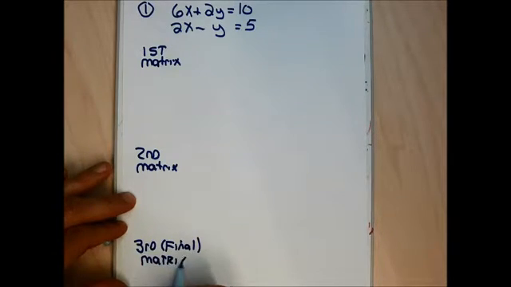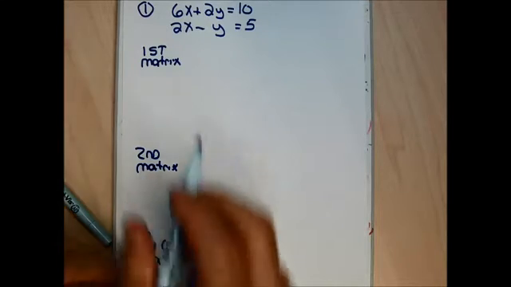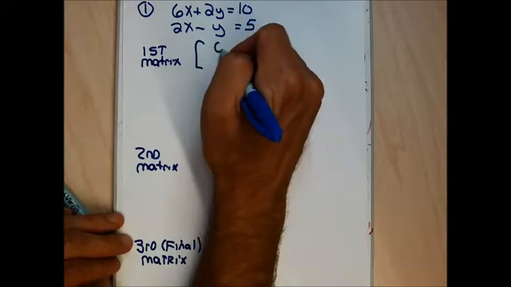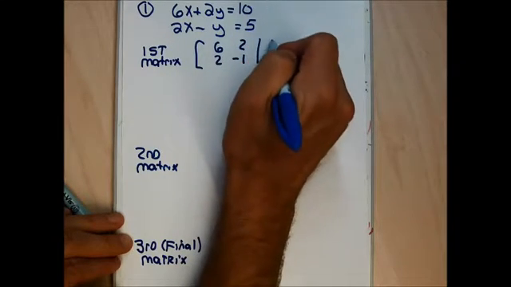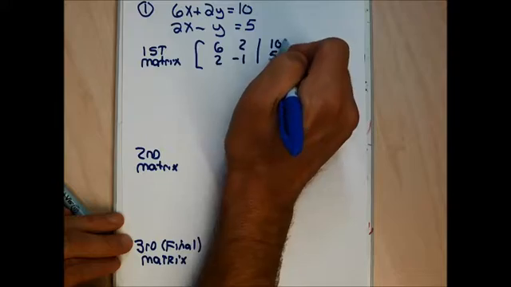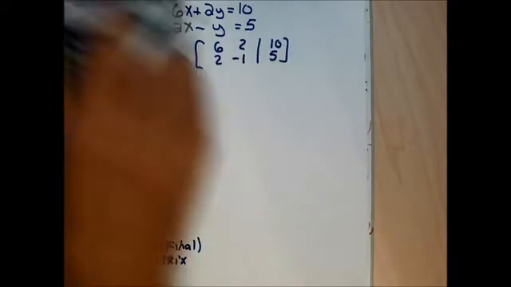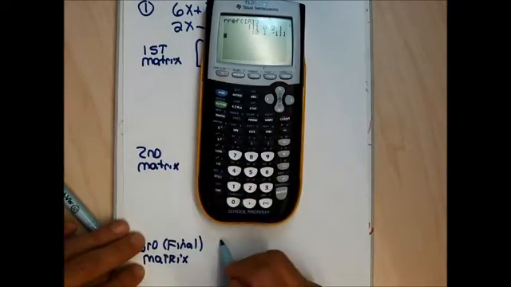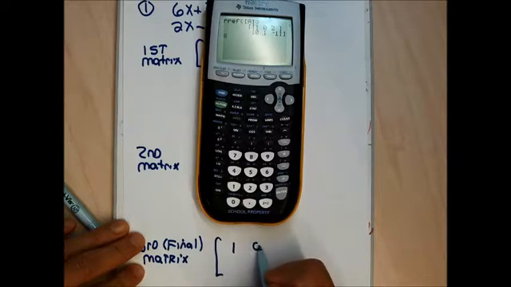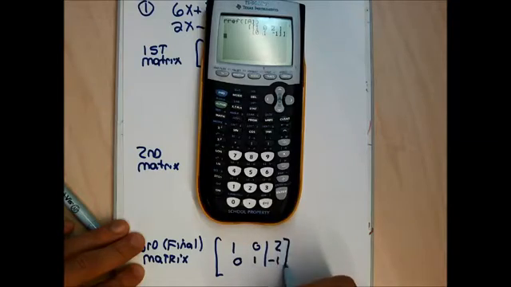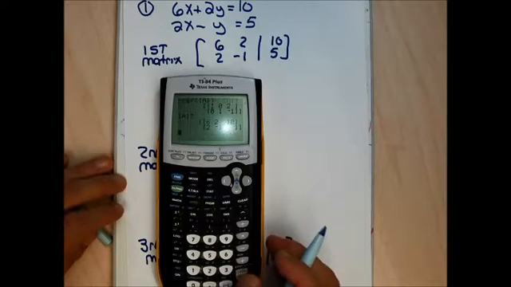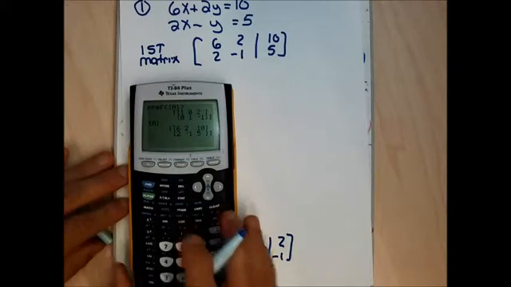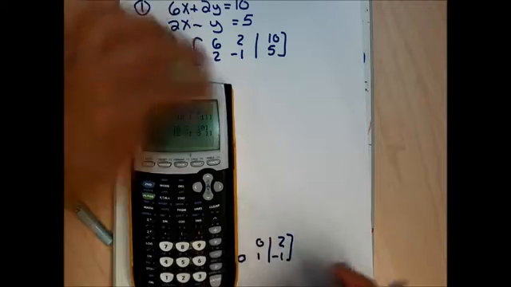And quite honestly, I know most of the matrices. The first matrix is a 6, 2, 2, -1, 10, 5. Putting a bar where the equal sign is just helps me with my math. The final matrix is that matrix: 1, 0, 2, 0, 1, -1, because that's what we got after we entered this matrix in. When I entered that matrix and did RREF, it reduced the first matrix to the final matrix.